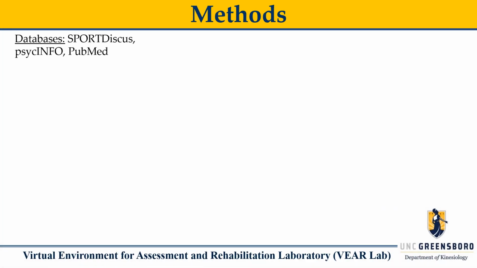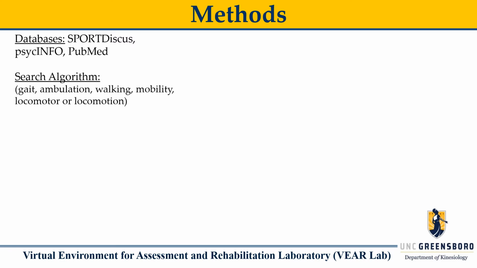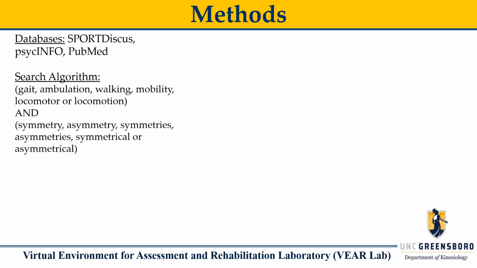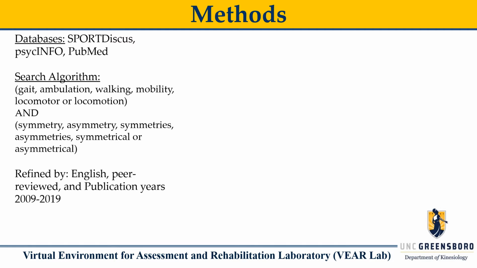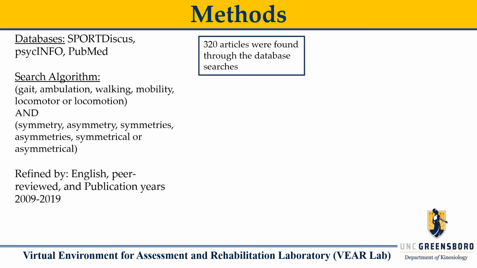For this systematic review, the databases used were SportDiscus, PsycInfo, and PubMed. Our search algorithm was gait, ambulation, walking, mobility, locomotor, or locomotion, and symmetry, asymmetry, symmetries, asymmetries, symmetrical, or asymmetrical. We refined our search by papers in English that were peer-reviewed and published between 2009 and 2019. This search resulted in 320 articles found.